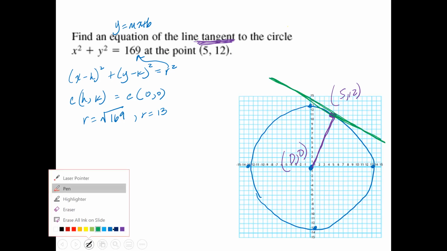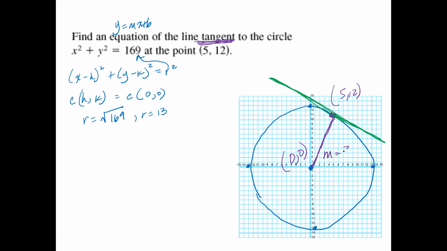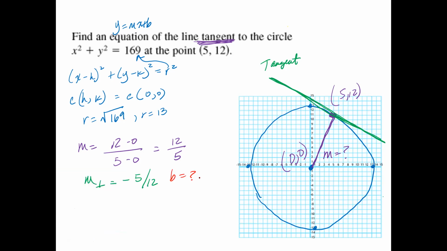So let's go ahead and do that. So what is the slope of this purple line? So slope is going to be equal to 12 minus 0 over 5 minus 0, which is 12 over 5. Now, the slope of my green line, which is tangent to this purple line, is going to be perpendicular. So my perpendicular slope is negative 5 over 12. Now that I have my slope, I need to figure out what my b value is. I have my point, so let's go ahead and do that.